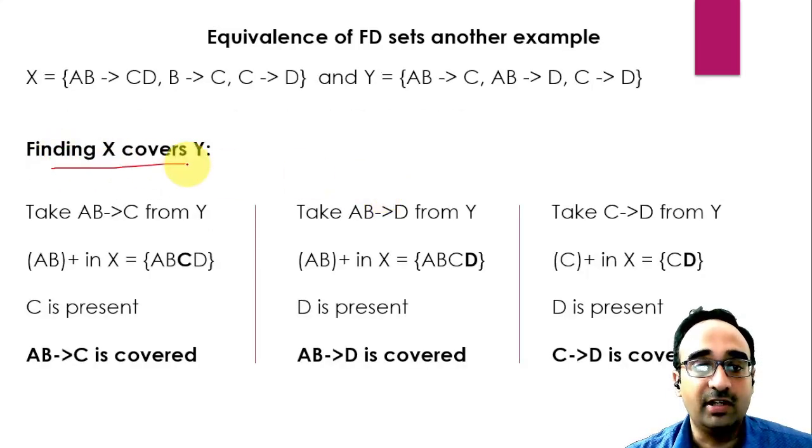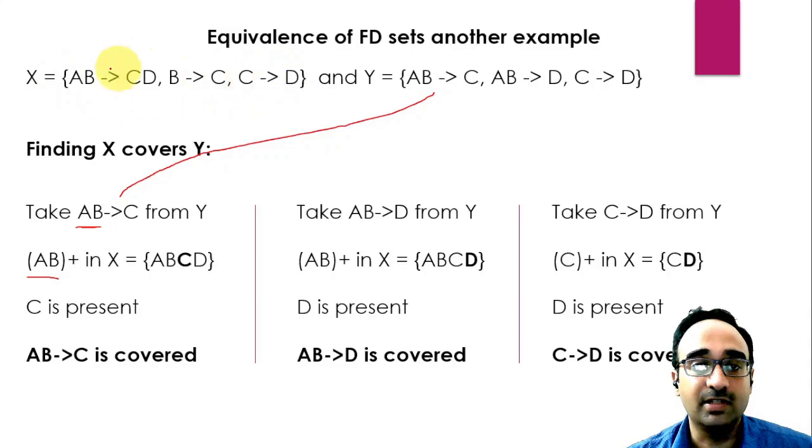First we are finding whether X covers Y or not. How to do this? We should take each FD from the right hand side. I am taking this FD AB to C, and calculating the closure of LHS, AB plus, by using the FDs in the set X. First we write AB here, and from AB we can get CD. The RHS is present in the closure, so we can say that this FD is covered.